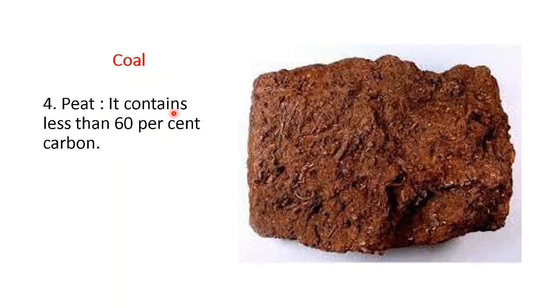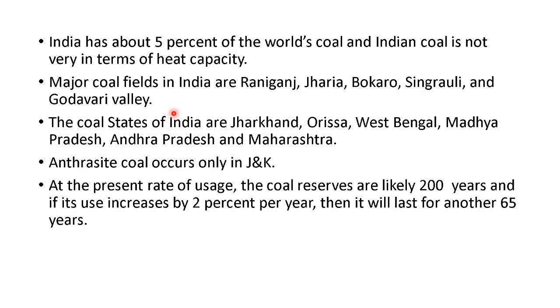The last or the next type is peat. Okay, it contains less than 60% carbon. So India has about 5% of the world's coal, and Indian coal is not very good in terms of heat capacity. Okay, so major fields in India are Rani Ganj, Jharia, Bokaro, Singrauli and Godavari Valley. Okay, so coal states of India are Jharkhand, Orissa, West Bengal, Madhya Pradesh, Andhra Pradesh and Maharashtra, where the coal is available. Anthracite coal occurs only in Jammu and Kashmir.